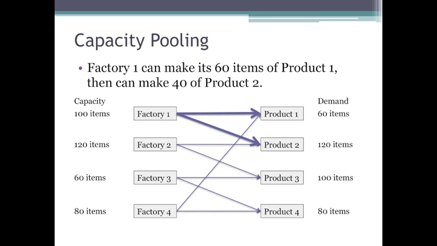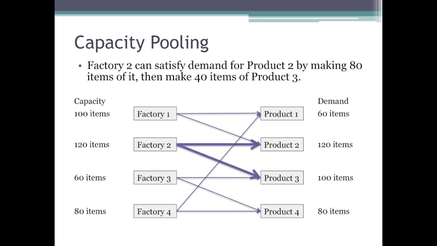So, Product 1's demand was less than expected. So we just have Factory 1 make 60 items of Product 1, and then make 40 items of Product 2. That way, they're producing at capacity. So what does Factory 2 do? Well, Factory 2, part of its production is already taken by Factory 1, so it'll produce the rest of what's needed to satisfy demand for Product 2. So it makes 80. And then it takes the rest of its capacity, that remaining 40, and starts making Product 3.